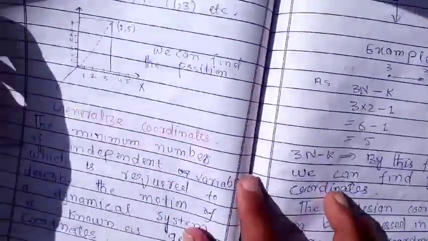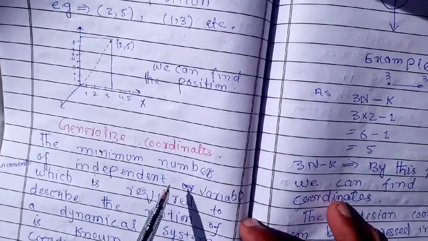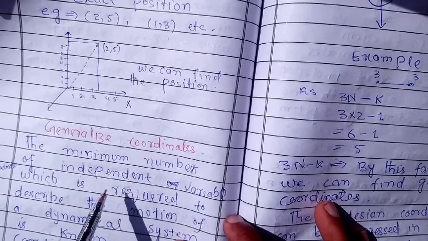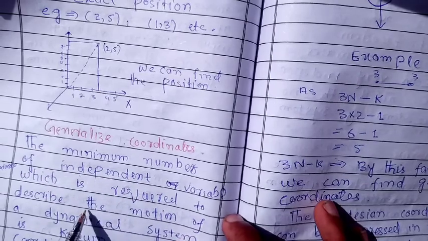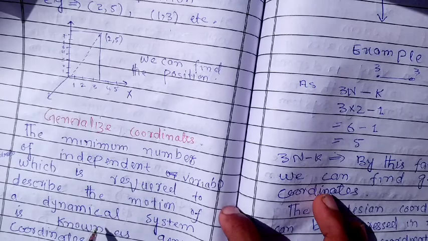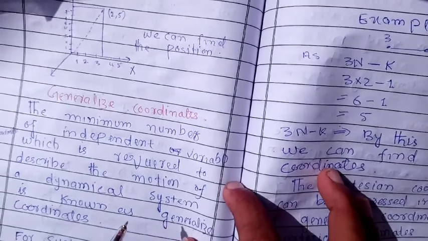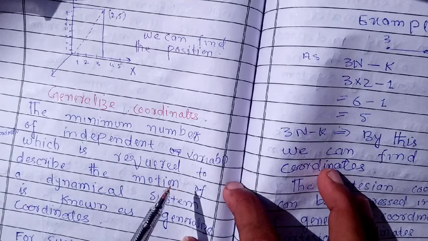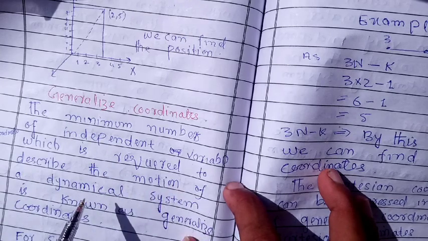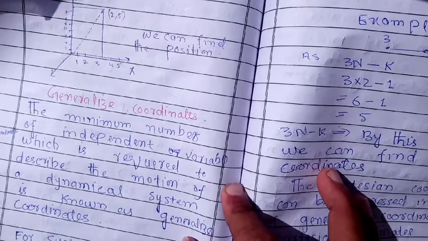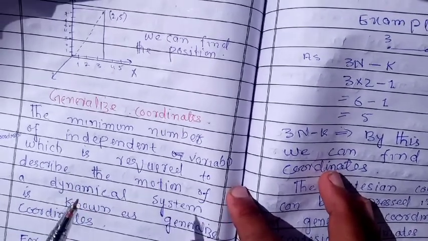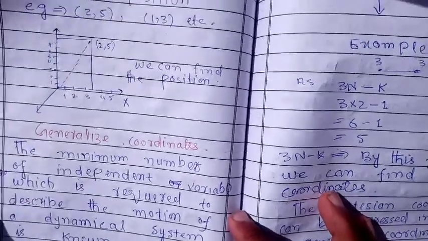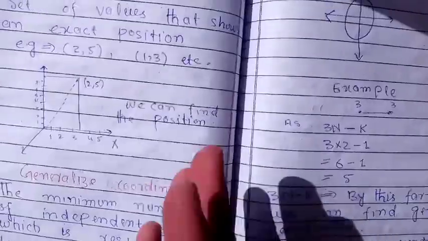The generalized coordinates are the minimum number of independent variables which are required to describe the motion of a dynamical system. Actually, it shows the motion of a dynamical system. Dynamical means a body already in motion. Now come to the ignorable coordinates.